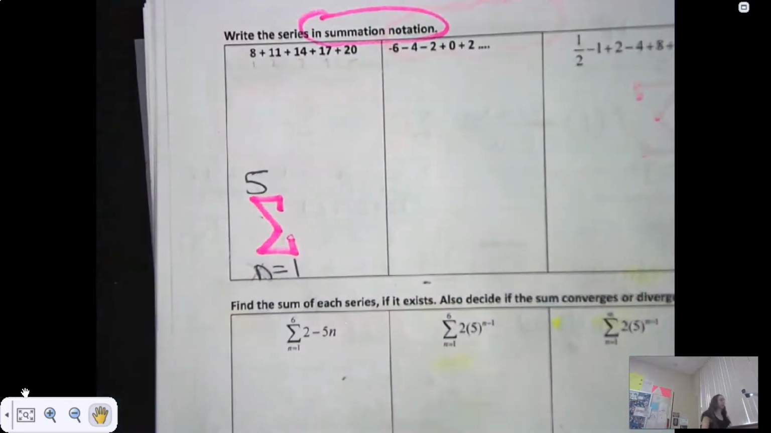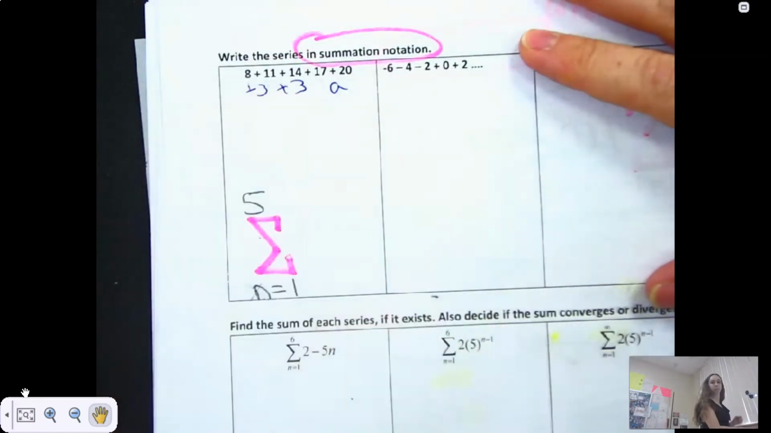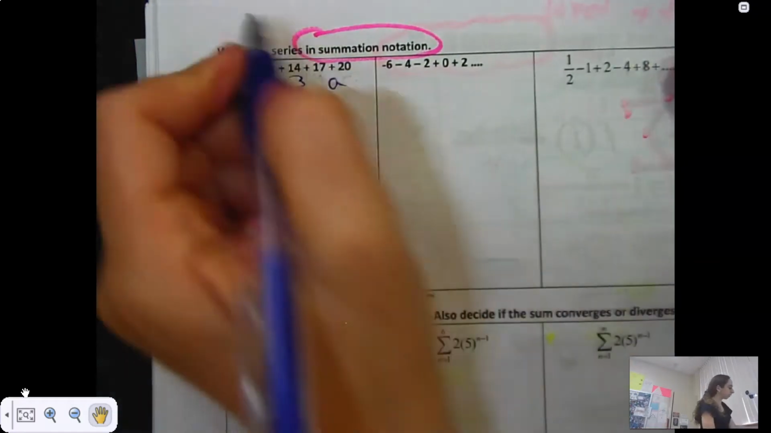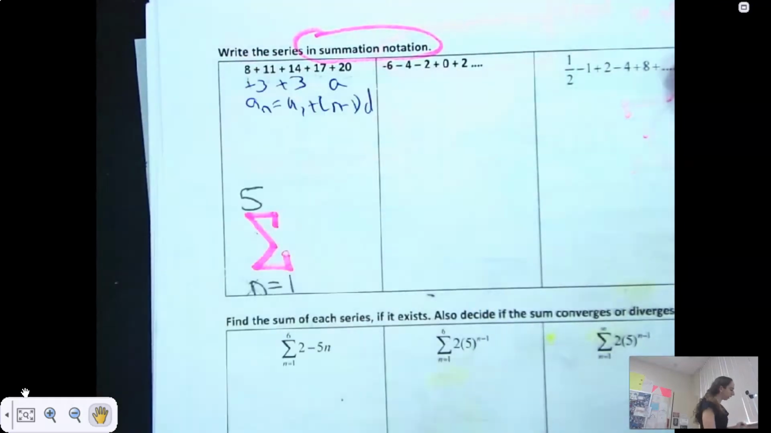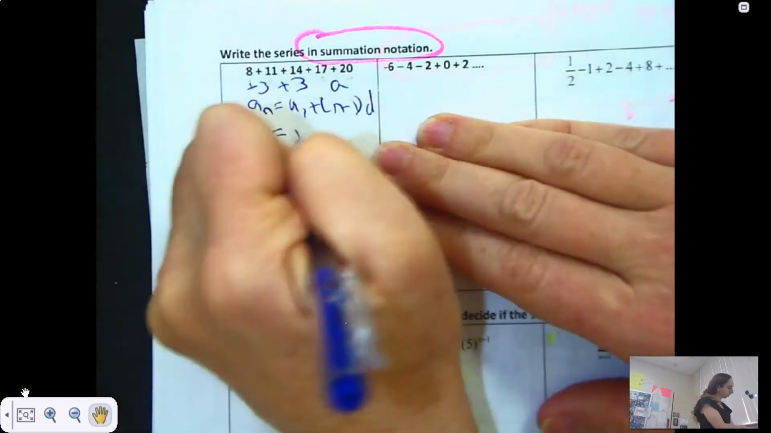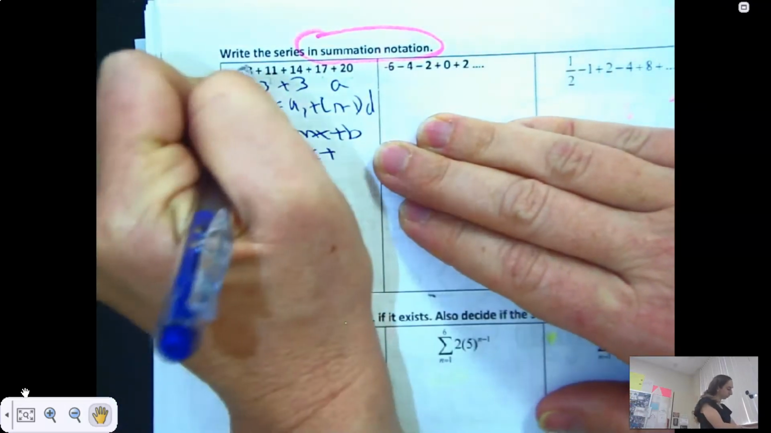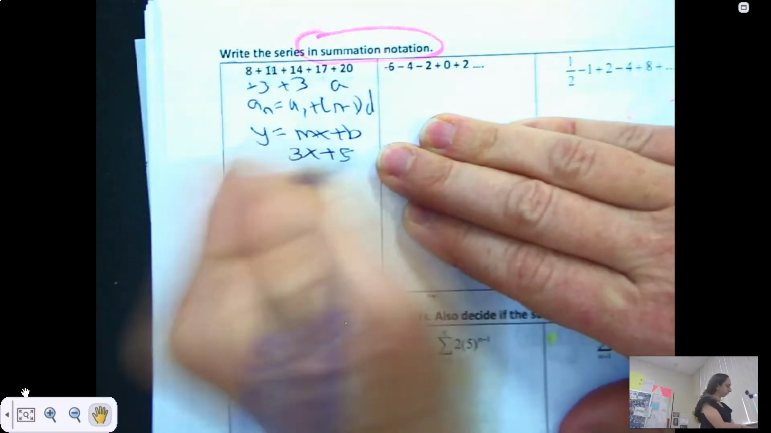When I look at it, I know this. The pattern is plus 3, which means it's arithmetic. If it's arithmetic, I can either do a sub n equals a1 plus n minus 1 times d, or I would prefer to go to my linear form, y equals mx plus b, which means I do the pattern plus the zero term. So if this is plus 3, this is minus 3.